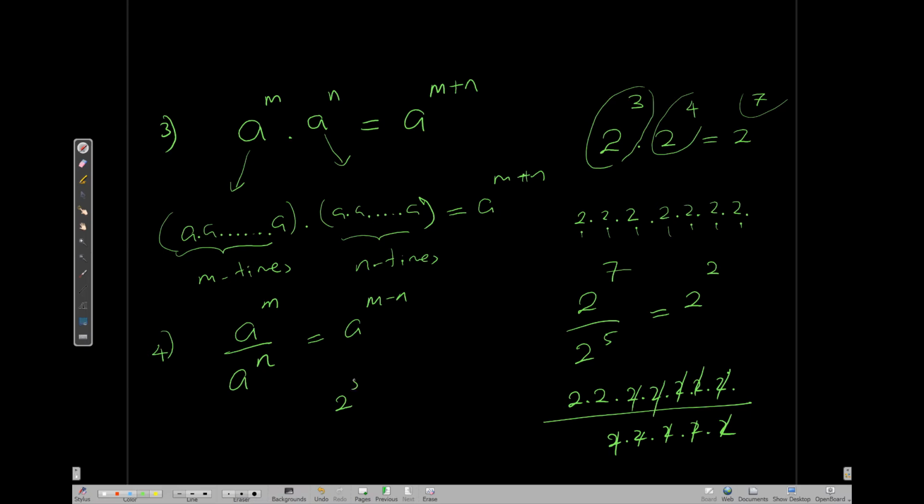How about this? 2 to the 5 divided by 2 to the 8. Now, well, in that case, 2 to the 5 minus 8 is negative 3. Oh, 1 over 2 to the 3. 1 over 8. That's it.